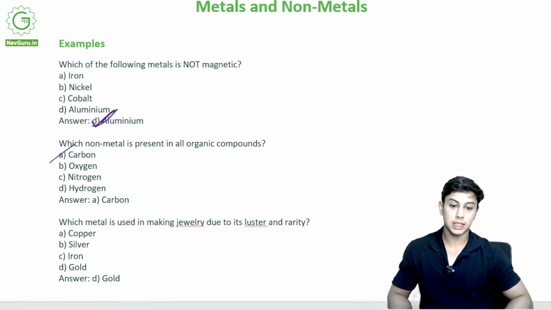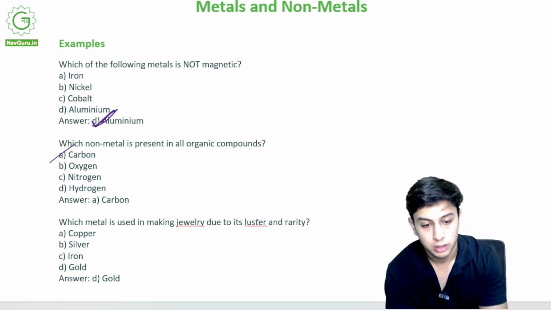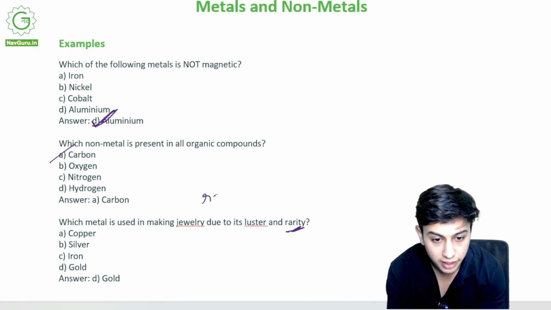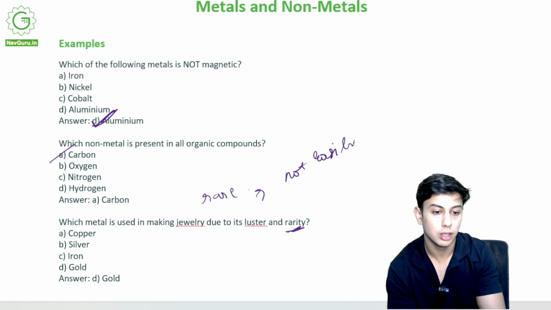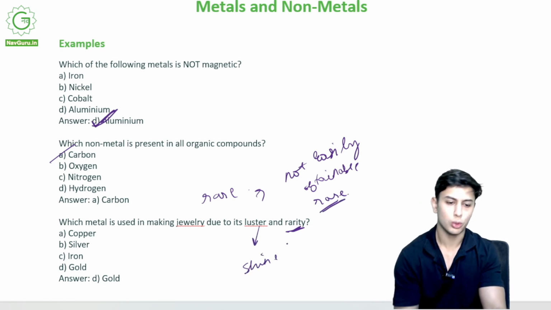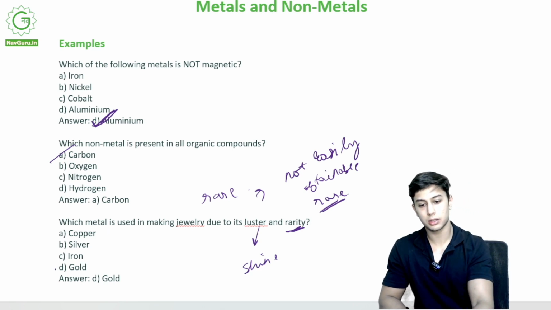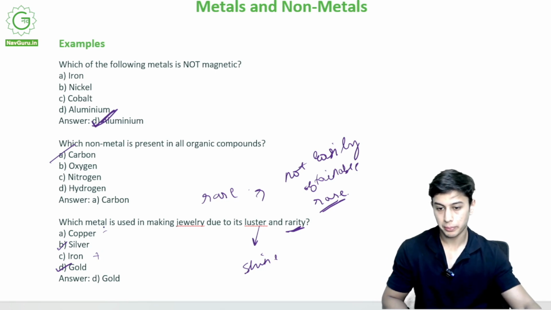Which metal is used in making jewelry due to luster and rarity? What do I mean by rarity? It is a rare metal, not easily obtainable. Luster means shine. What is rare and shines, and it is a metal? It is gold. Even silver for that matter. Copper no, and iron no.